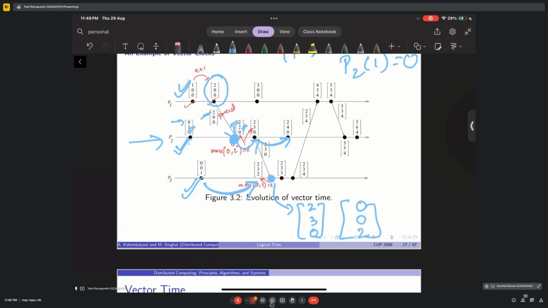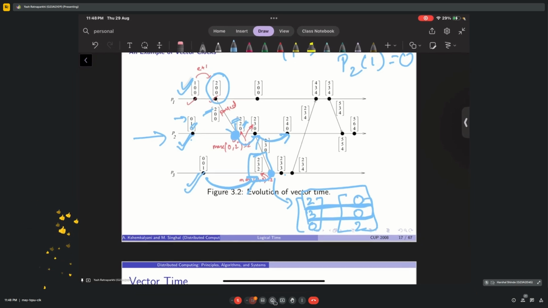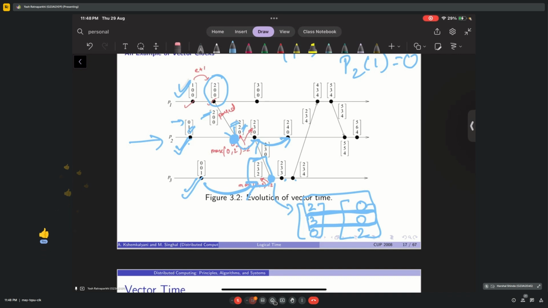Now what will it do? It will update to the maximum of this and the maximum of this, and hence you are getting 232. Understood this? Fairly easy. Correct. And hence 233, 234, 434, everything will be working in the same process.